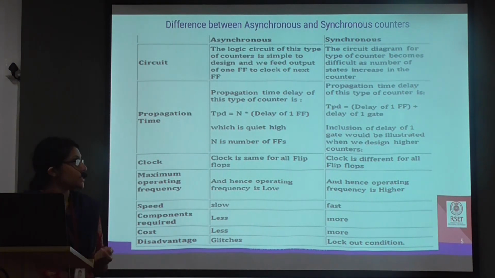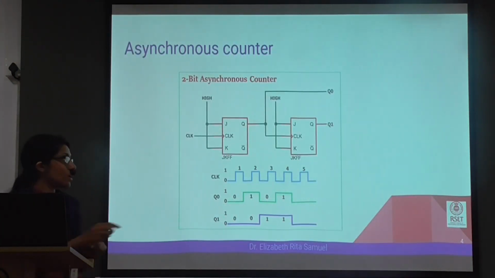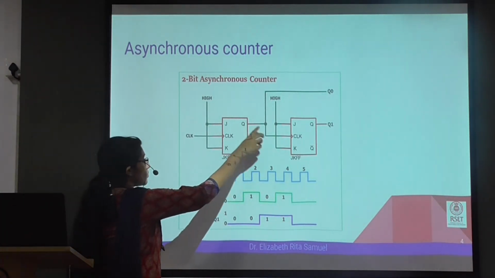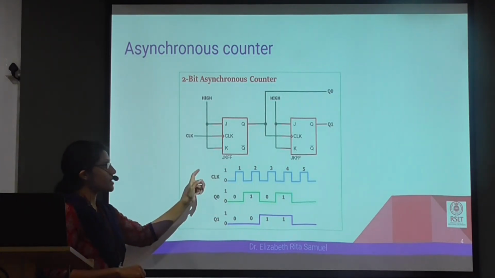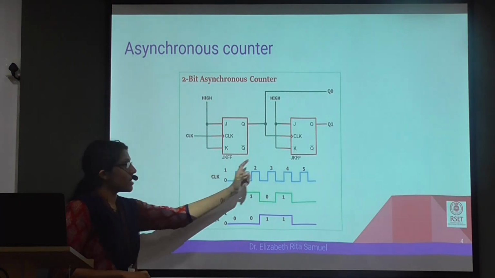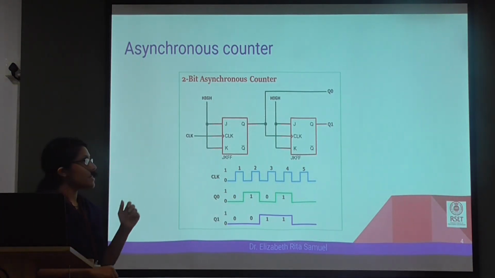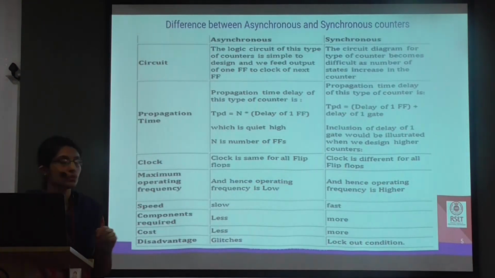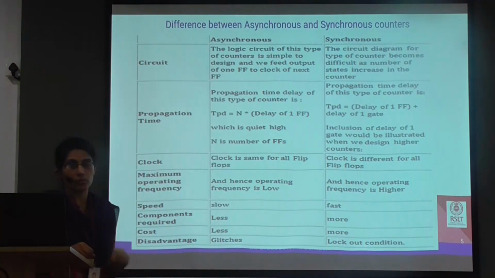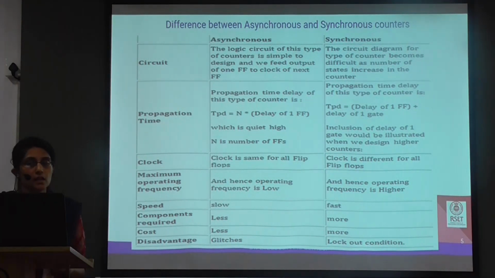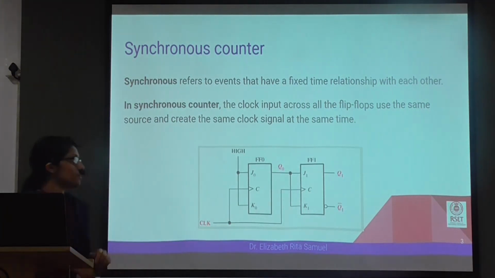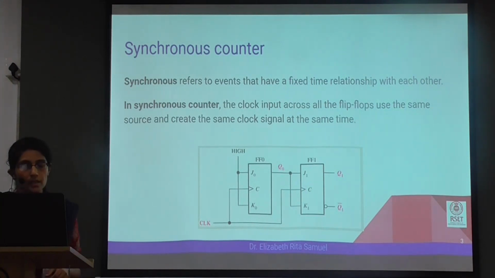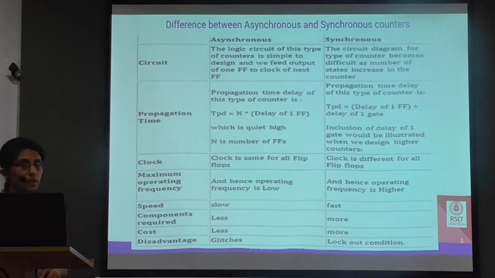If we look at the propagation time, we can see that for asynchronous, since the clock is provided to one flip-flop and the output is taken as the clock for the second one, the time it acts is like a ripple action. That is, the first flip-flop works and then the second flip-flop works. So there is a propagation delay which is equal to the number of flip-flops times the delay of one flip-flop. While in a synchronous counter, since the clock is given simultaneously to both the flip-flops, it acts at the same time, and therefore there is lesser propagation delay.